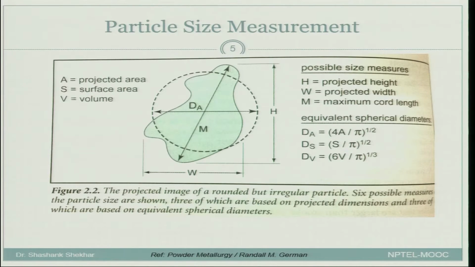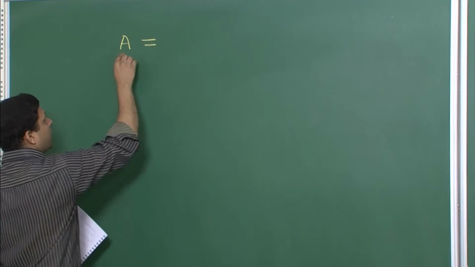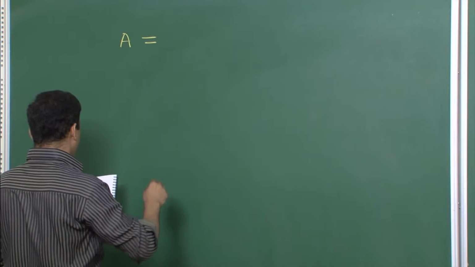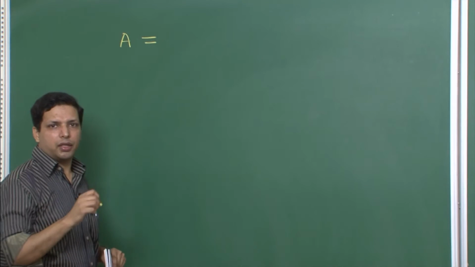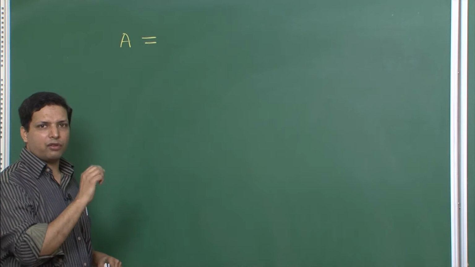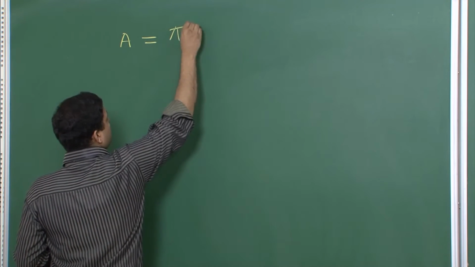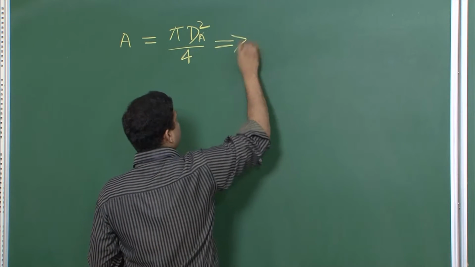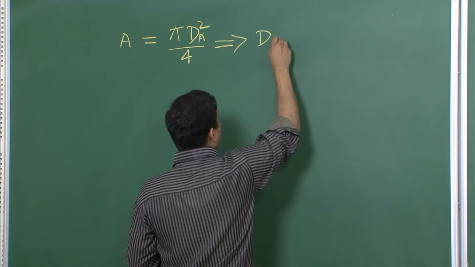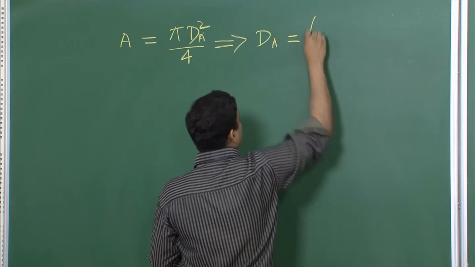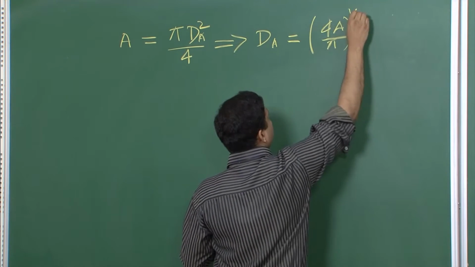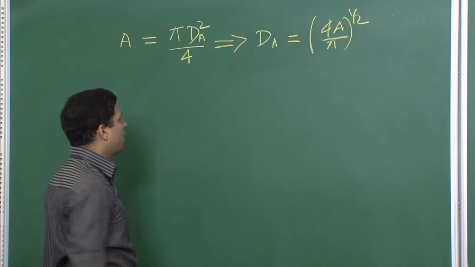So, for example, let us say you have a projected area. What you are saying is that you know the projected area from some technique, most likely some imaging technique, and you ask what is the equivalent diameter dA of a sphere which will have equivalent area. That will be pi dA square by 4. In this case, if you knew the area, then the equivalent dA which defines this size would be given by square root of 4A by pi. So, this is one definition of diameter.